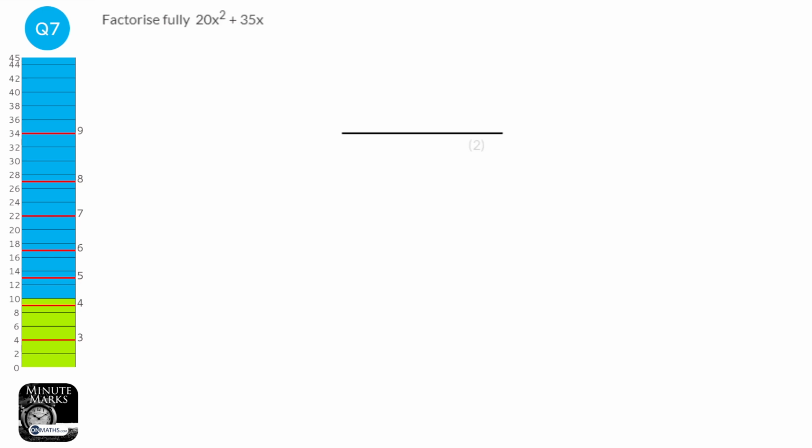Factorising is the opposite of expanding. So instead of removing things from a bracket, we're actually putting them in a bracket. And so we're going to start off by just putting the bracket down. And we're going to think, well, what can we put on the outside? So we look at the 20x squared and the 35x.